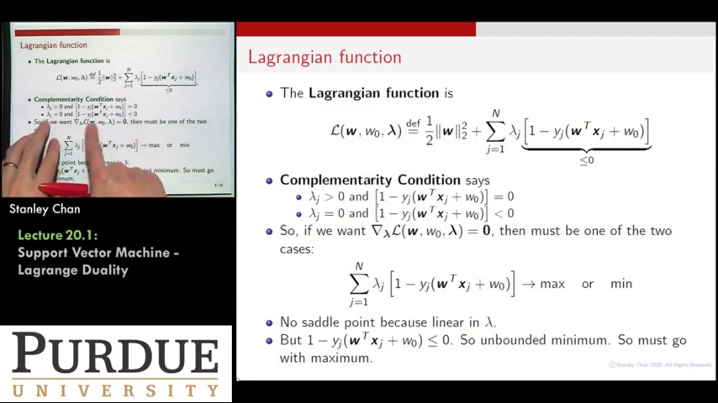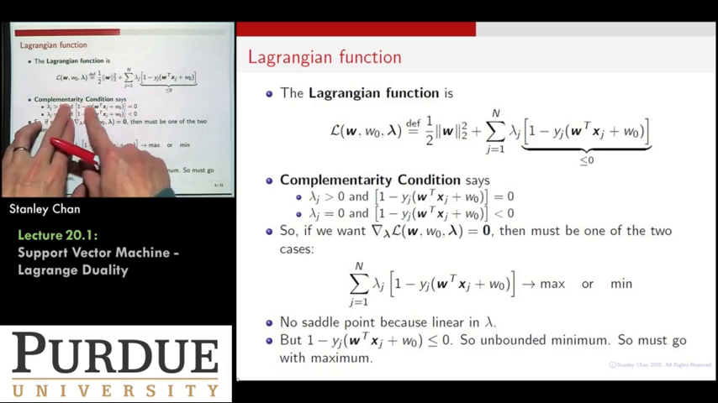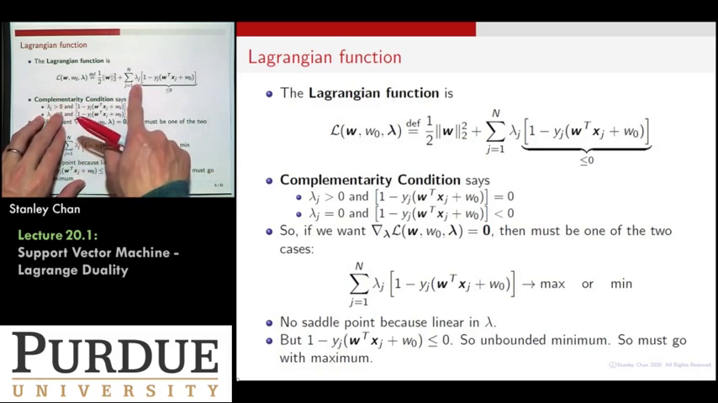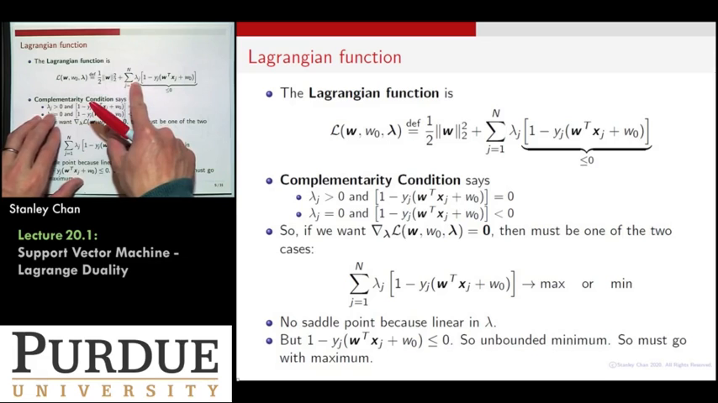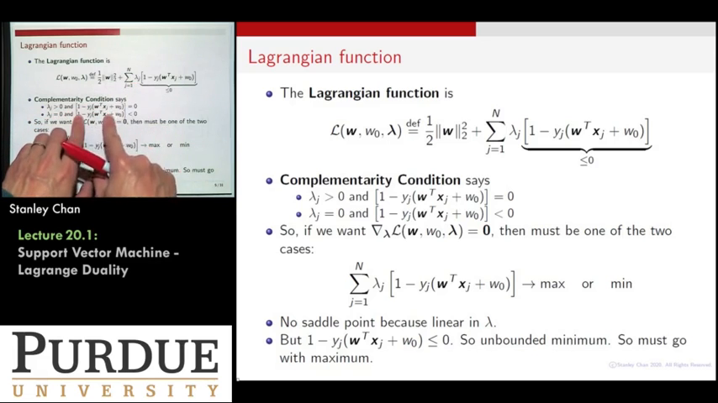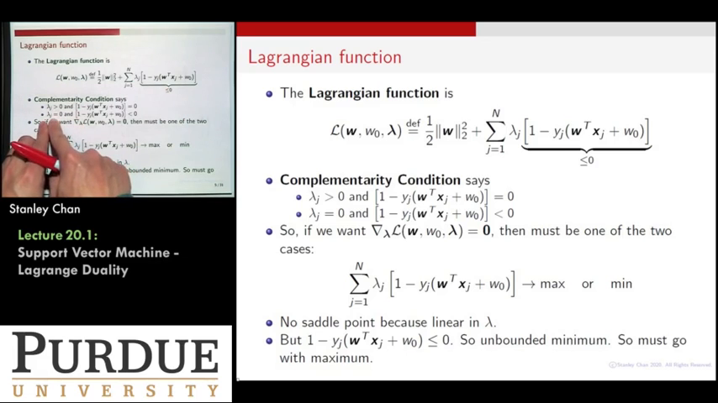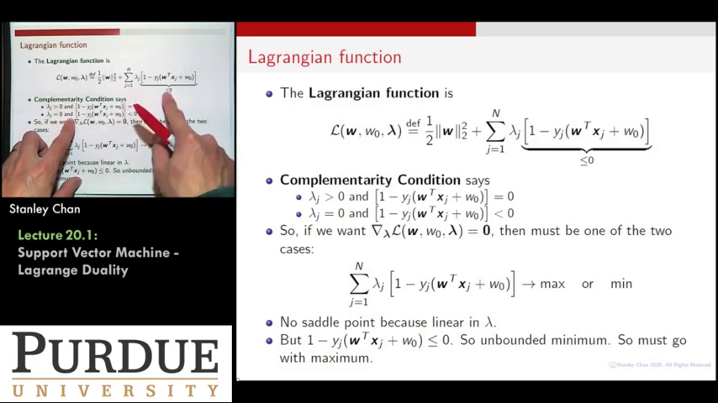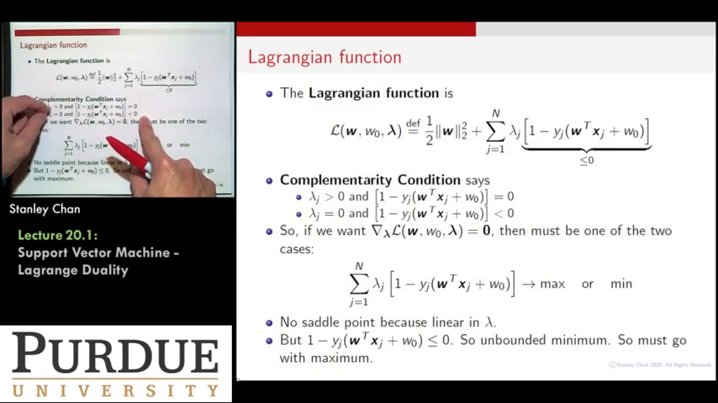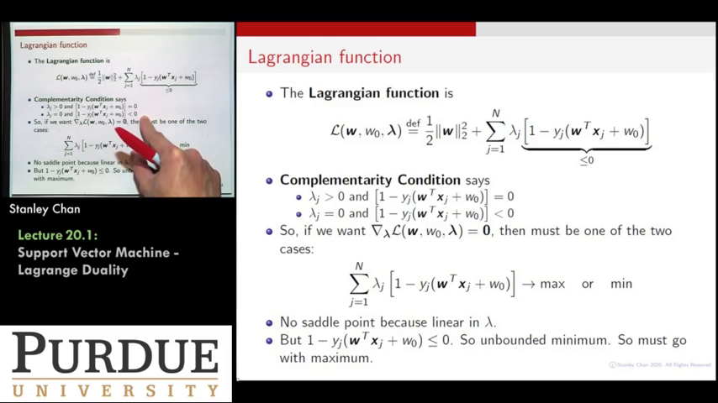Now you can look at the complementarity condition. What it says is that if your lambda j is positive, then this one has to be 0. The other possibility is that lambda j is 0, and then the other one is negative. This is what the complementarity condition coming out of the KKT condition requires you to satisfy. Okay? So you must have this pair of criteria.